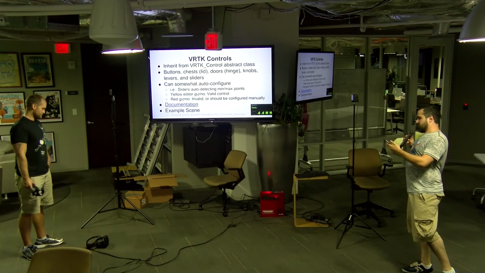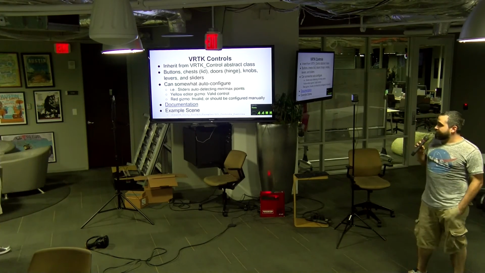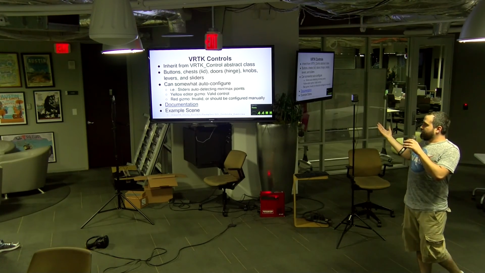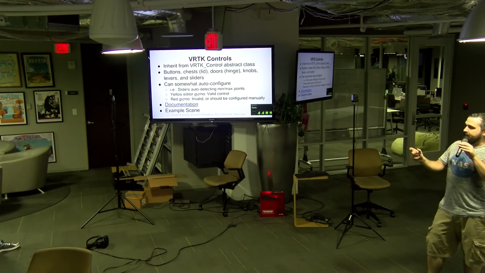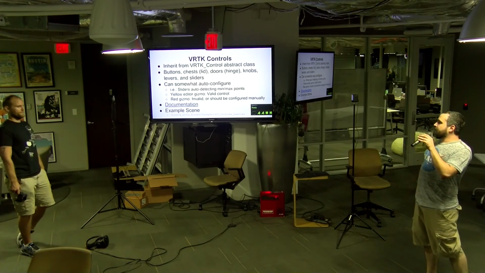The last thing that we'll go through, and I think we've got until 9. Yeah, we've got to wrap it up, but this is just a control system. There's an abstract class called VRTK control. All of the toolkit scripts start with VRTK underscore, so you'll see it everywhere.